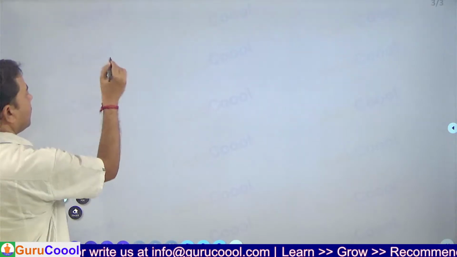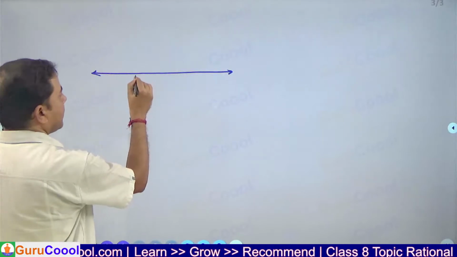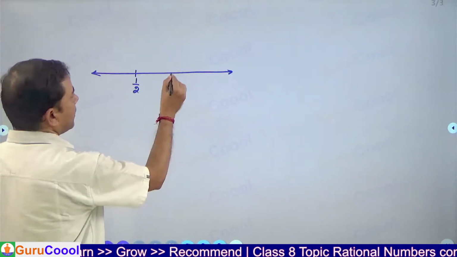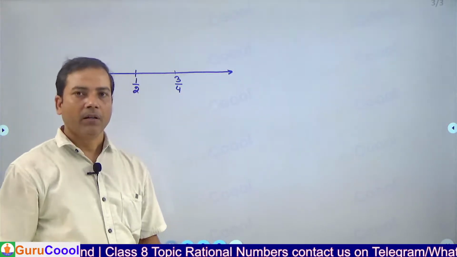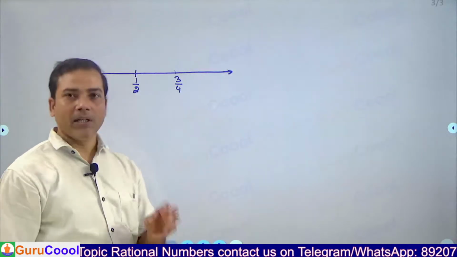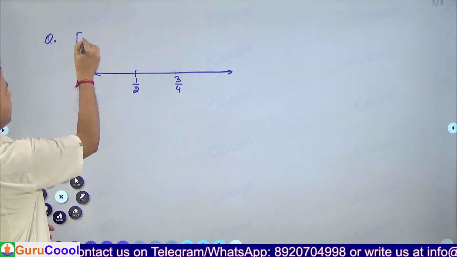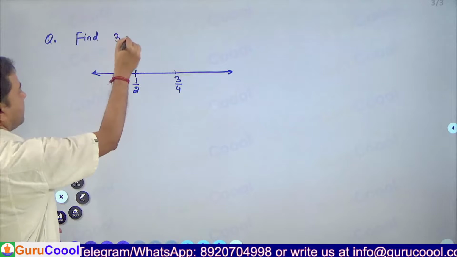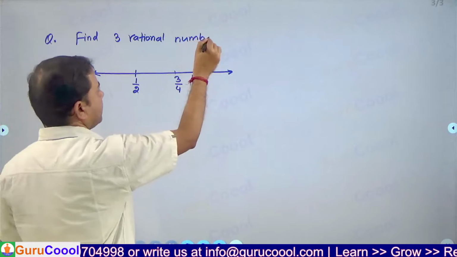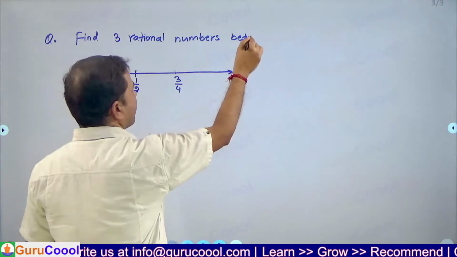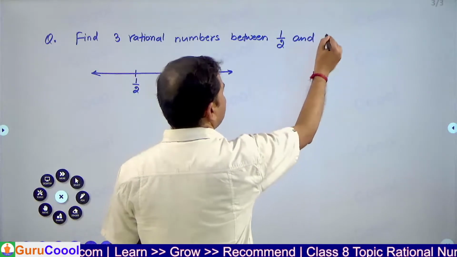So think of two rational numbers. Randomly I am taking 1 by 2 and 3 by 4. I want to find as many as we can, but I am taking 3. So I am creating a question here. Find 3 rational numbers between 1 by 2 and 3 by 4.